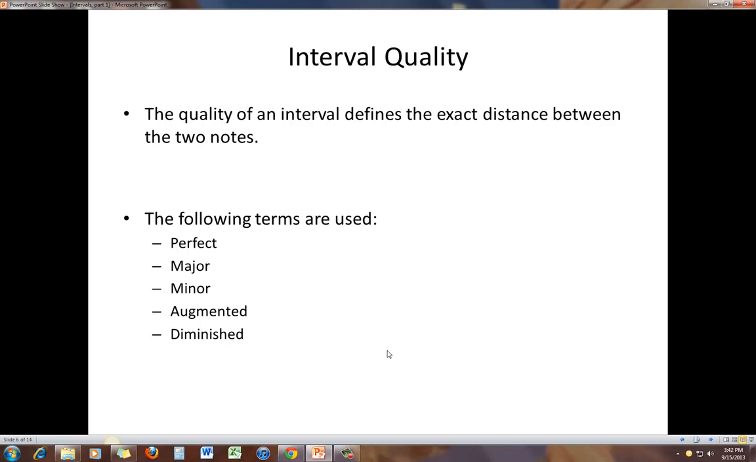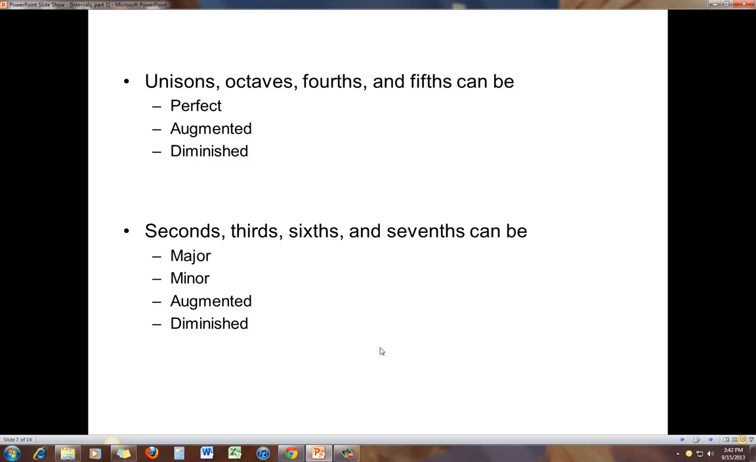The quality of an interval is what defines the exact distance between 2 notes, or exactly how many half steps are there between the 2 notes. The following terms are used when talking about quality of intervals: perfect, major, minor, augmented, and diminished. Unisons, octaves, fourths, and fifths can be perfect, augmented, or diminished. Seconds, thirds, sixths, and sevenths can be major, minor, augmented, or diminished.